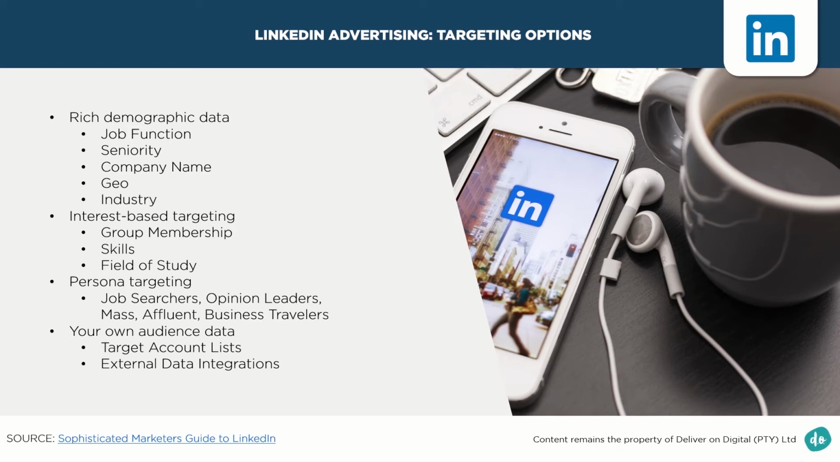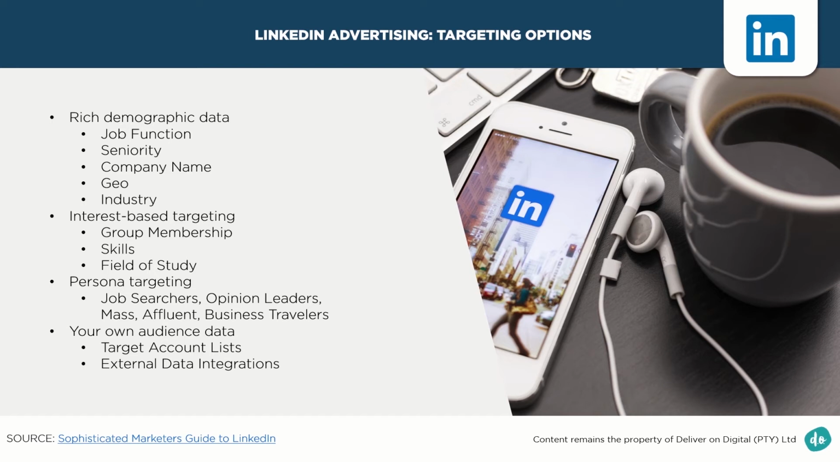So in terms of what the targeting options on LinkedIn are, they're pretty rich as far as targeting goes. You can target by job function, which is quite a unique differentiator for the platform. You can target by seniority, company name. You can do your typical geo-targeting as well as industry-based targeting. Then in terms of your interest-based targeting, it works out based on the groups that someone's a part of, the skills that they've listed in their field of study, and targets people according to that.